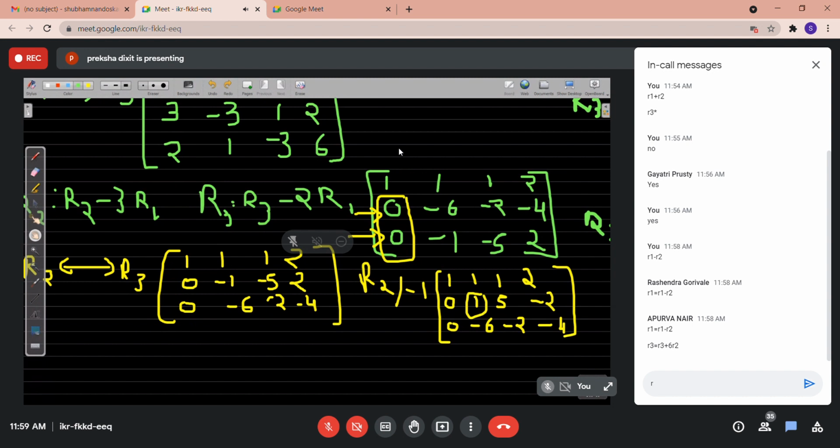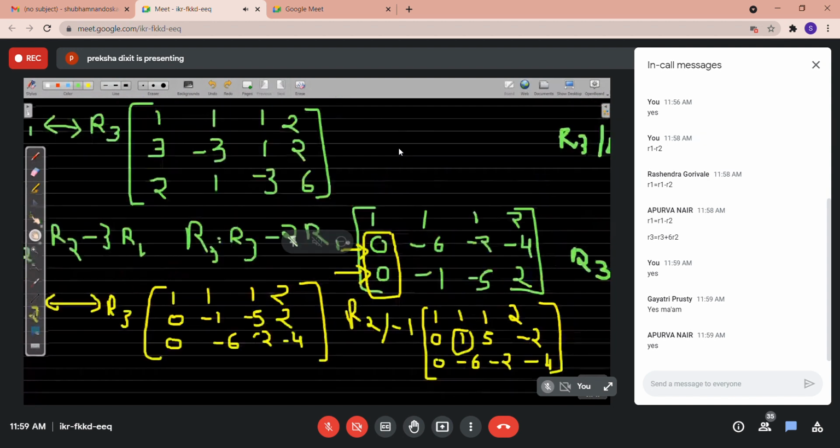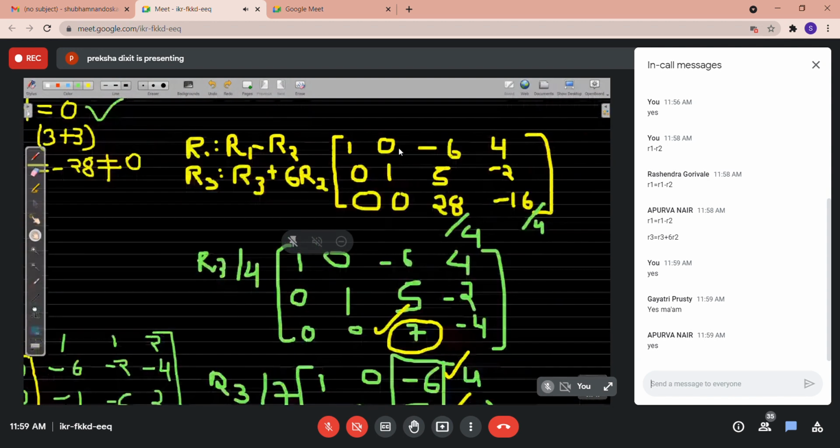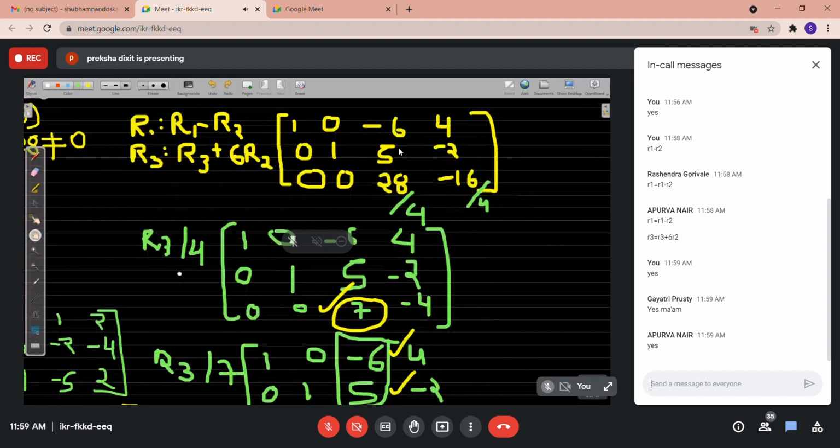Have you all followed, students, how we are performing the transformations to get the identity matrix from the given matrix? See, the next operations for R1 and R3 are R1 minus R2 and R3 plus 6 times R2.